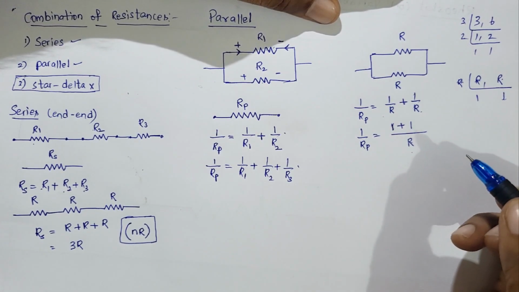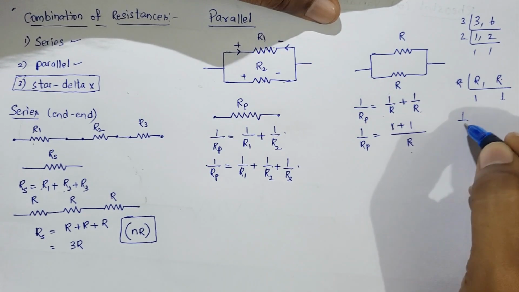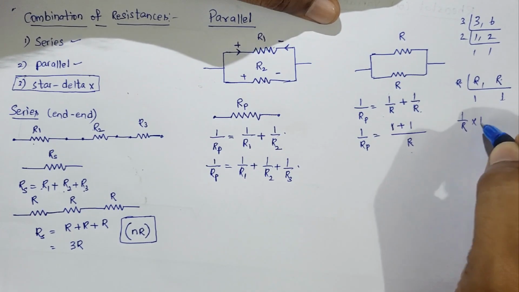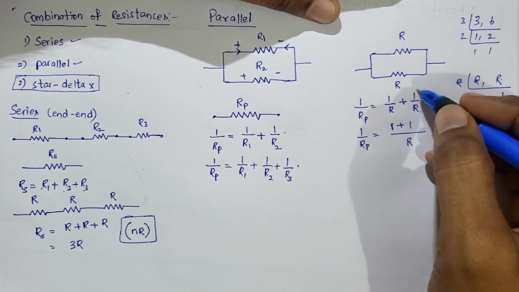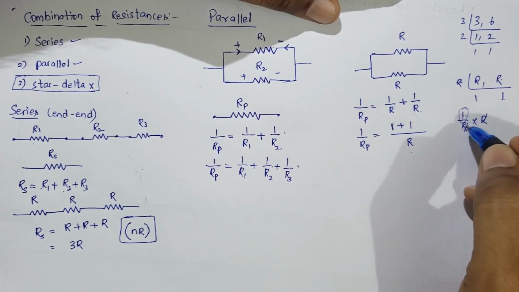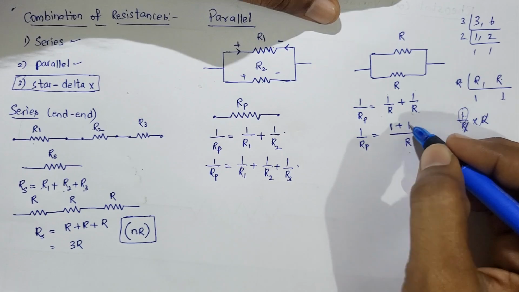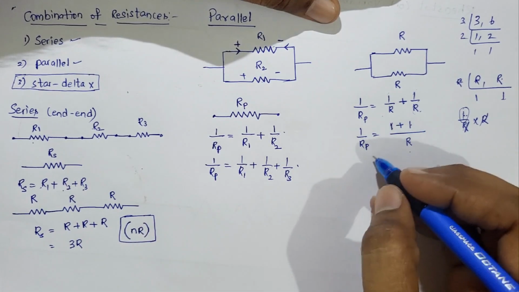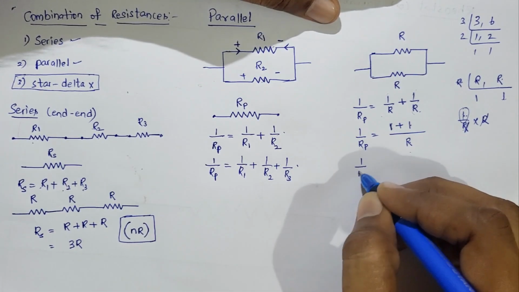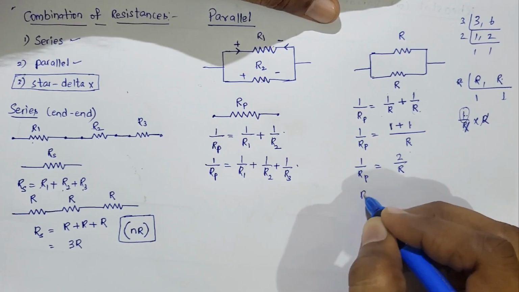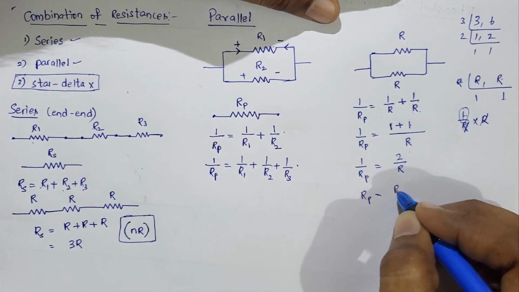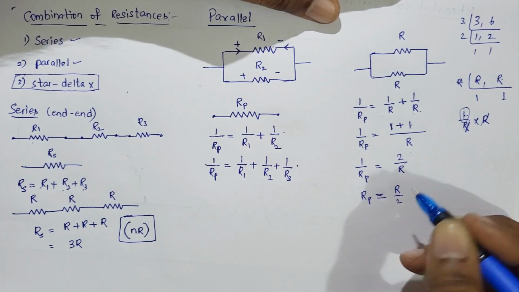R is the LCM. Now take this one: 1 by R into R. R cancels, 1 is remaining. This 1 is written here. In the same way here also: 1 by R into R, R cancels, 1 is remaining, 1 is written here. So now it becomes what? 1 by Rp is equal to 2 divided by R. So Rp will be equal to R divided by 2.